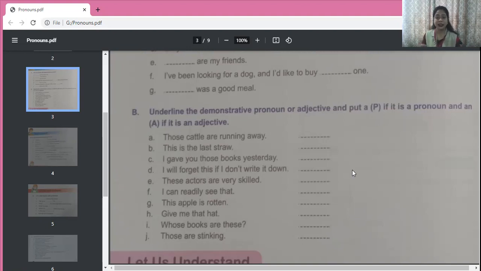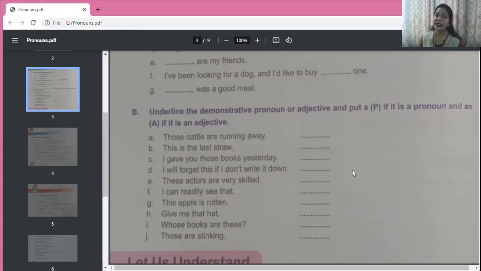I will forget this if I don't write it down. This is not coming with a noun. So this is a demonstrative pronoun. These actors are very skilled. These actors, the pronoun and the noun coming together, it becomes an adjective. These is a demonstrative adjective here.